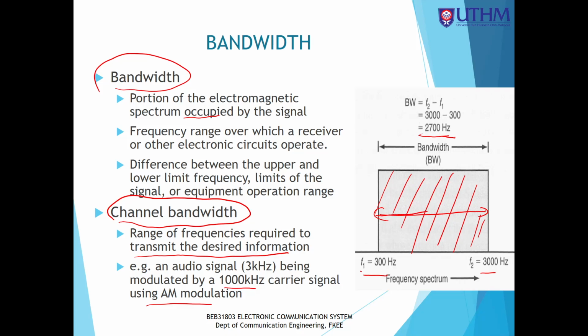Okay, 2700 hertz is the range of frequencies from the lowest to the highest frequency used for the transmission. So ini menunjukkan bandwidth yang digunakan dalam transmission antara transmitter dan juga receiver. Okay.